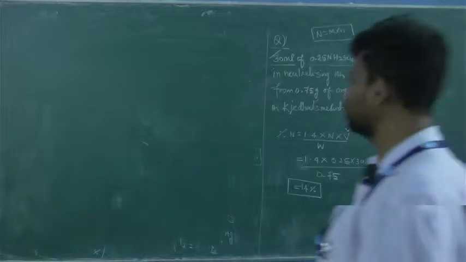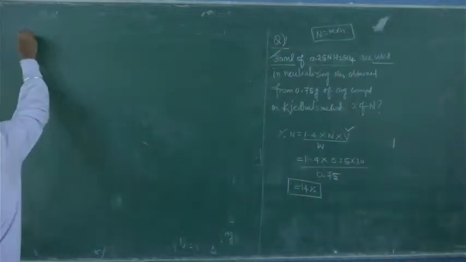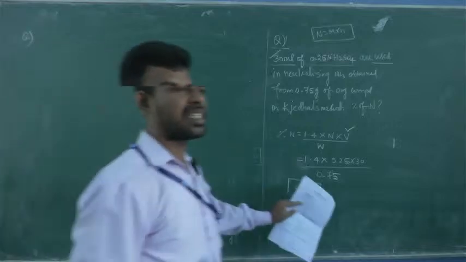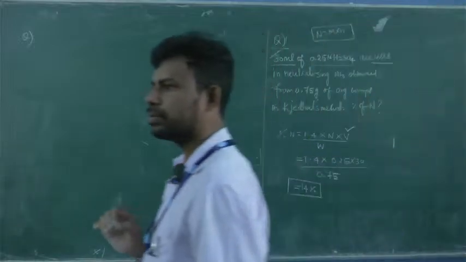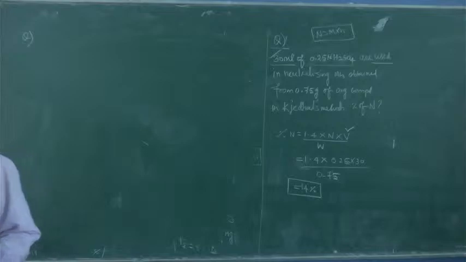For example, write the next question. Here, is there information about the base? No. So simply substitute the data as it is: sulfuric acid normality and the volume that is used. Suppose information about the base is given, we have to do a small modification. Let's see how.